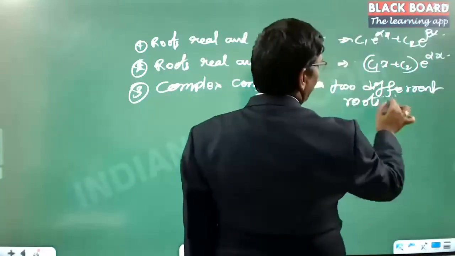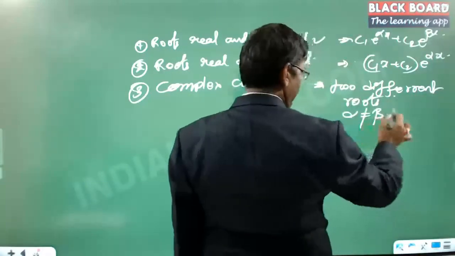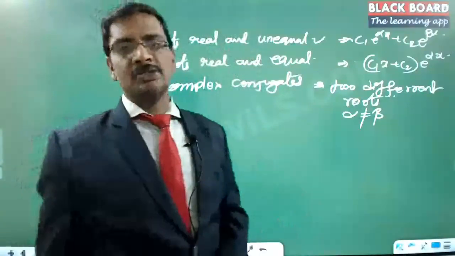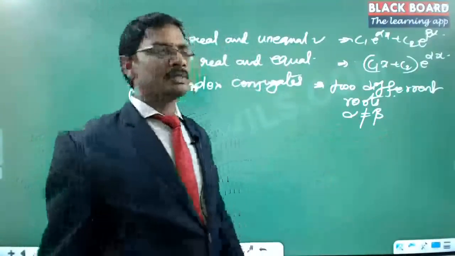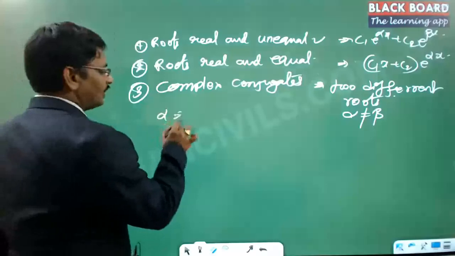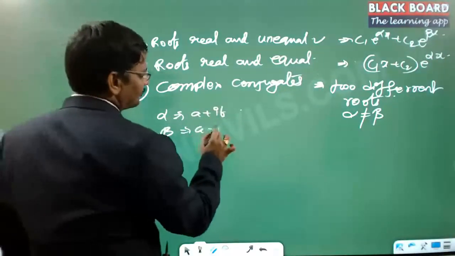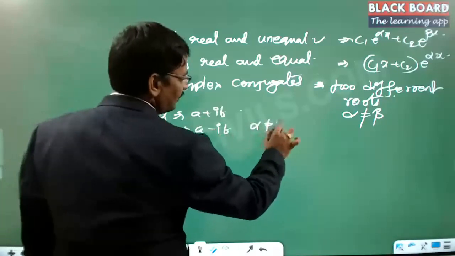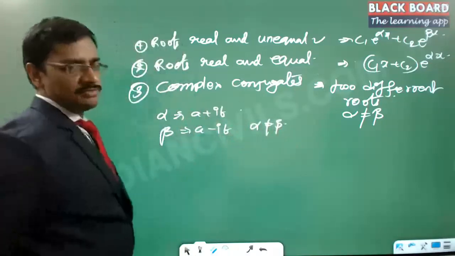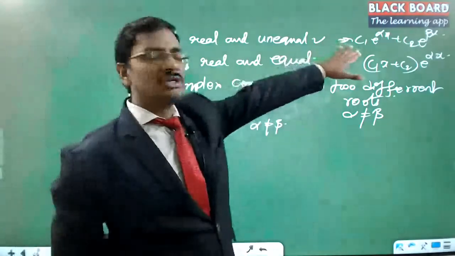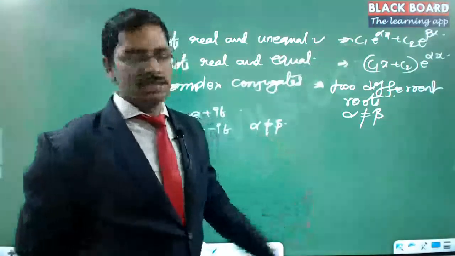The meaning of it is alpha not equal to beta. But alpha can be a complex constant, right? Alpha and beta can be complex constants. That means suppose alpha equals a plus ib and beta equals a minus ib. Anyway, alpha is not equal to beta because the imaginary part is different. So it is the same solution we can adapt even for the complex conjugate roots.